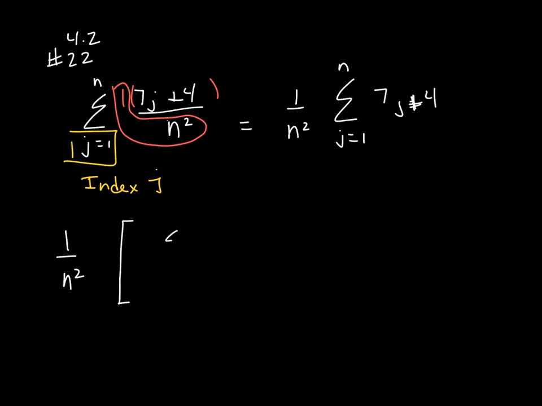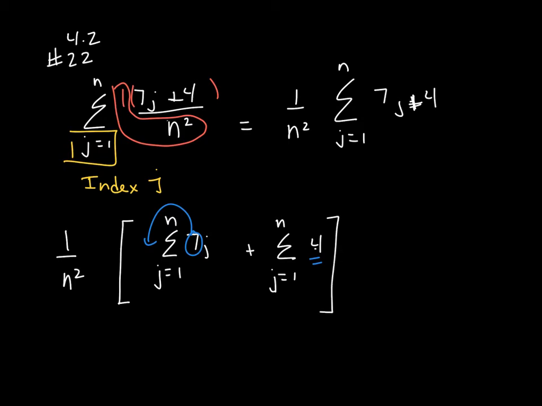And this is the summation of j equals 1 to n of 7j plus the summation of j equals 1 to n of 4. Now, this 7 here is a constant. It also can come out front. And this 4 is also a constant. So what I want to go ahead and do is break those up.